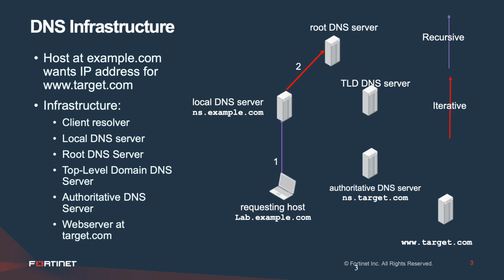That local DNS server in turn goes to the root DNS server. That root DNS server points it back to the top level domain server for a specific type of domain, like .com in this case. This top level DNS server comes back saying that for target.com, the authoritative server is at a specific IP address. Then the local DNS server once again makes a query for www.target.com, and this comes back with the IP address of that specific server, which in turn is given back recursively to the requesting host.